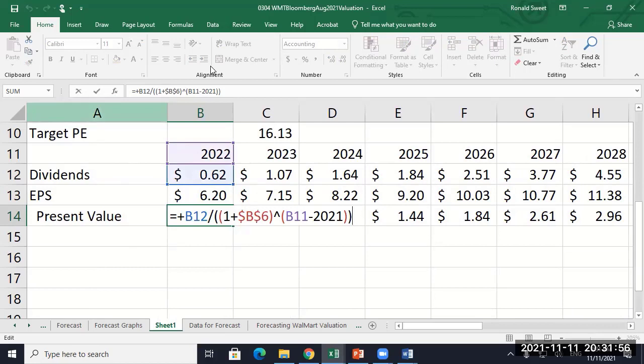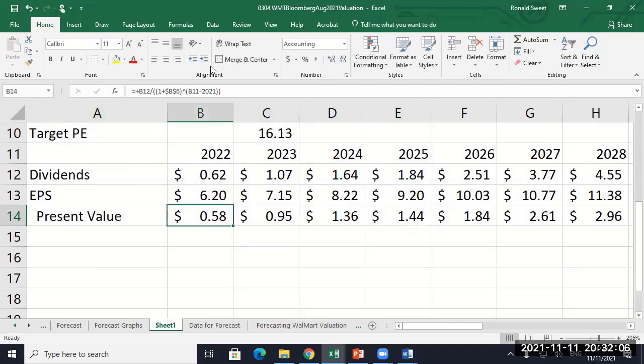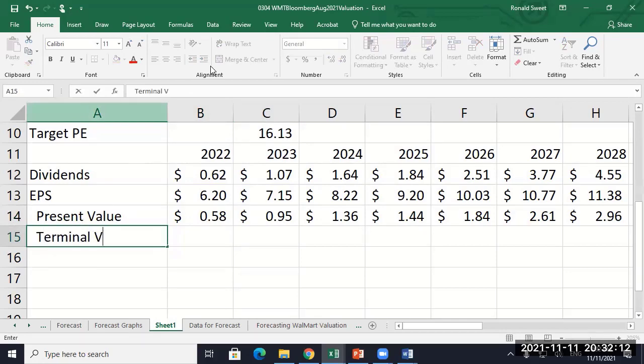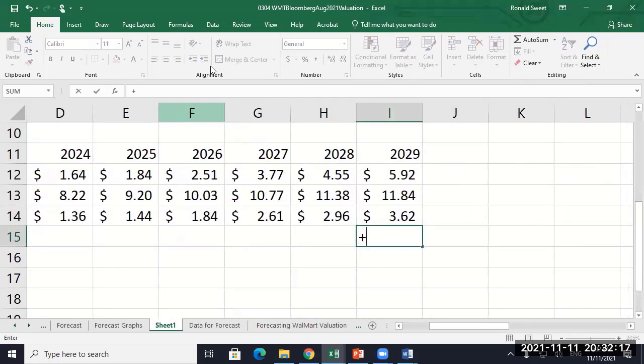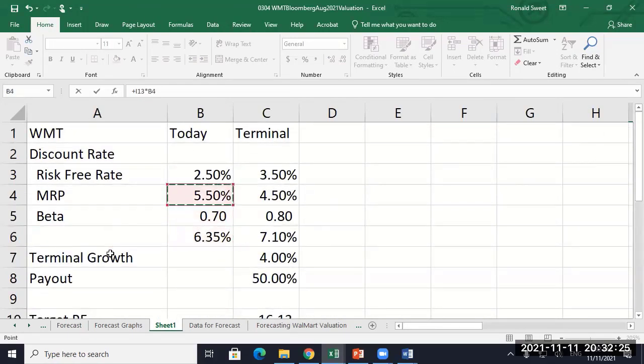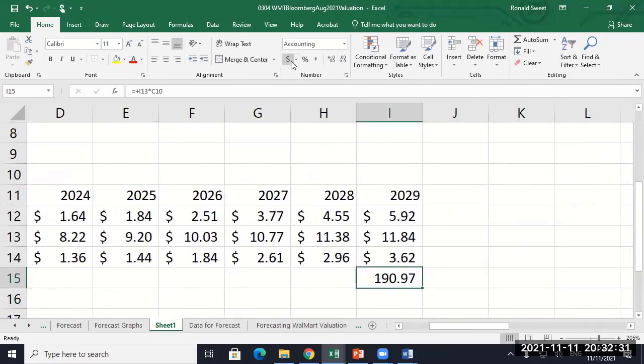So why do I do B11 minus B20 minus 2021? The first power, second power, third power, all the way across. And then the terminal value. It's going to be the $11.84 times my target PE. Here's my target PE. Seems low, doesn't it? But remember, my valuations are like $90, $100 versus the 175.